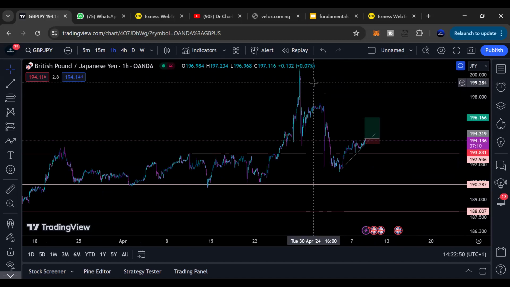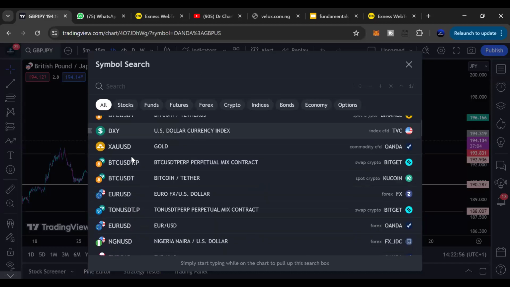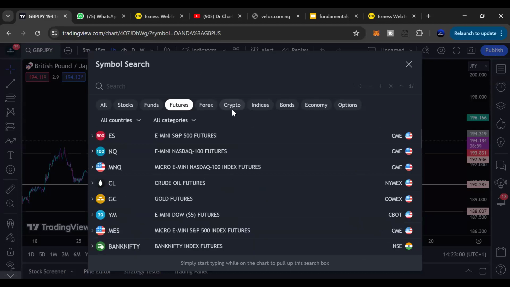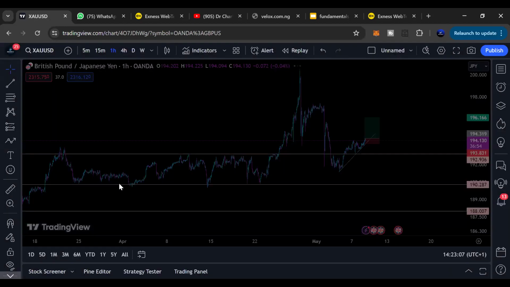This is simply how to accurately put a stop loss on your trade, so that you don't get unduly stopped out. You can do that even on crypto. You can do that on your futures trading. You could do that on anything you're trading. This is exactly how to accurately put your stop loss in a trade, so that you don't get unduly stopped out.